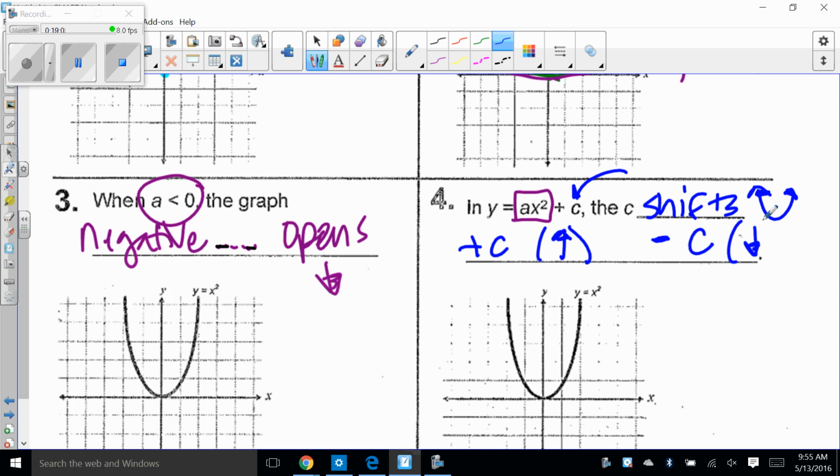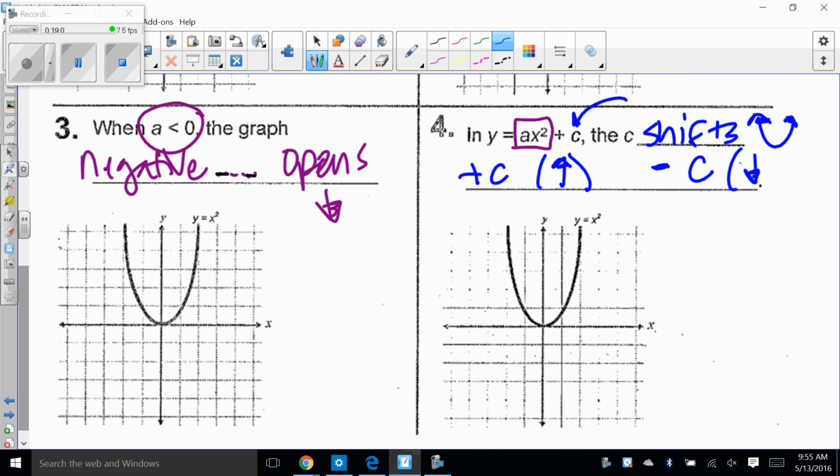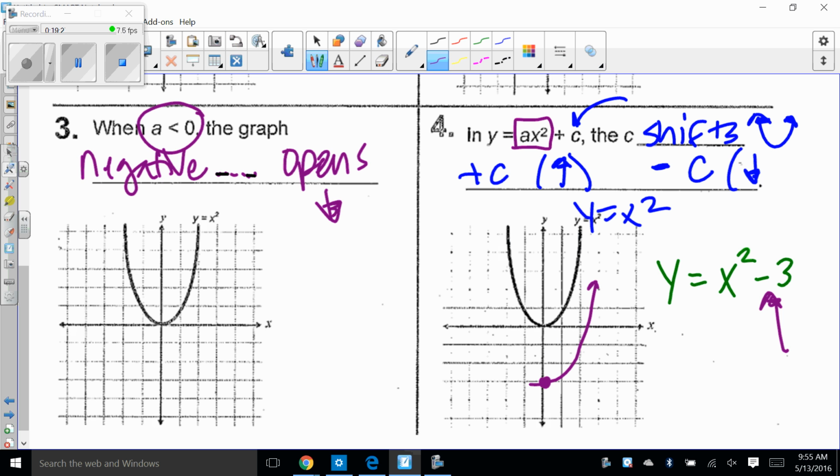No different than when you're graphing a coordinate. So the c would switch that. So here's our equation. If we were to take an equation like y equals x squared minus 3. So here's our original one, y equals x squared. Take the same equation but shift it down. We're just going to shift the entire thing down 3 units. So we're going to move it down 1, 2, 3. Same shape of the graph. And this becomes the graph y equals x squared minus 3.